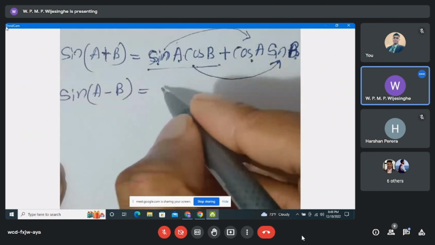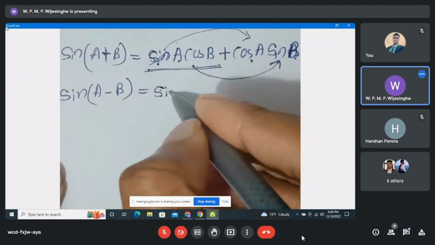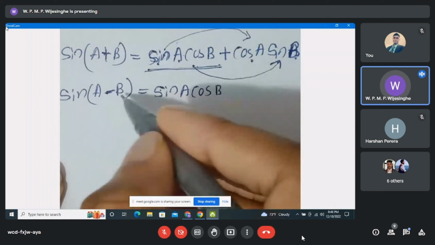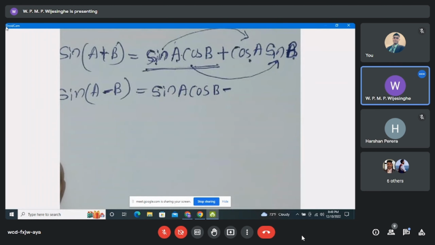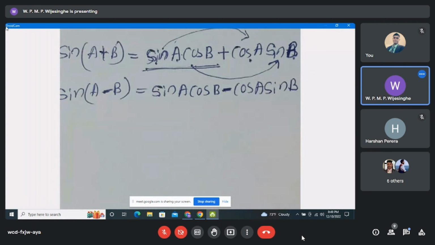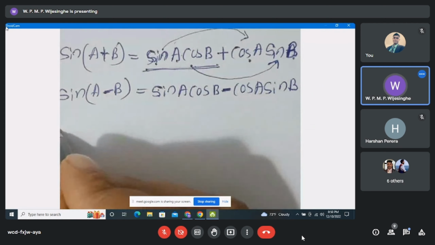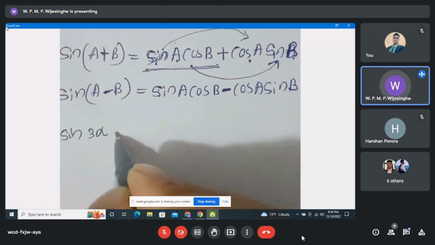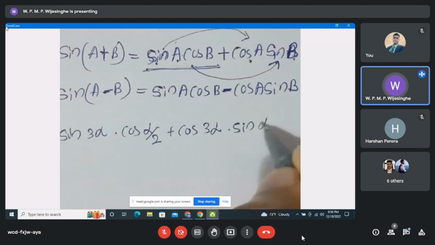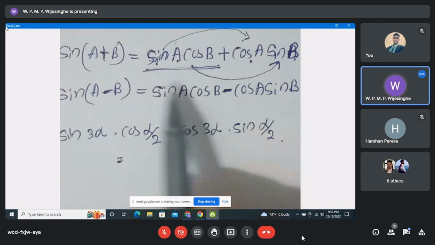Another relationship is when the sine of the difference of two different angles, like A minus B, right? Here also this term is coming, sin A cos B, but here there is a difference between these angles, so here also it is minus, then cos A sin B, right? Okay, then you have given sin 3 alpha cos alpha divided by 2 plus cos 3 alpha sin alpha divided by 2. How to write this? By using this method.